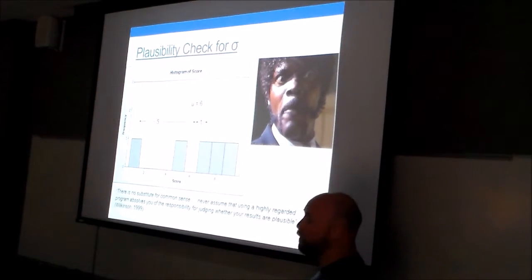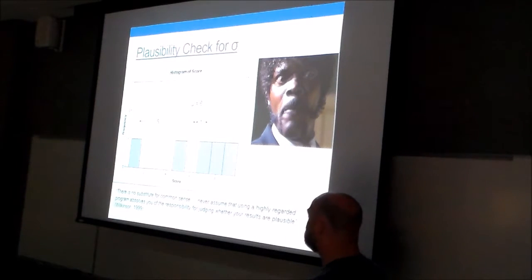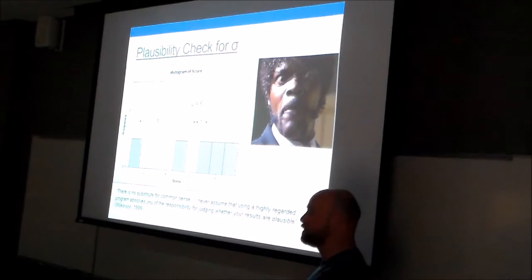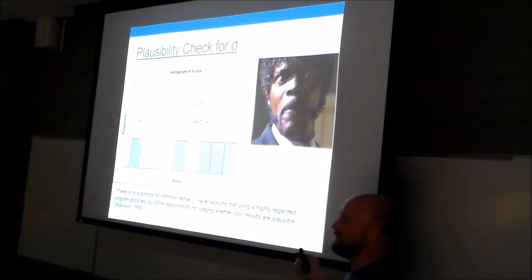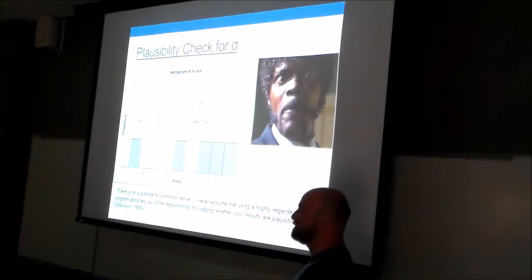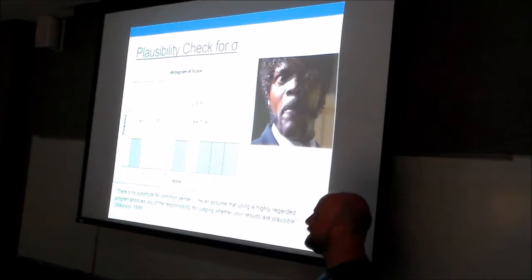So again, that Wilkinson article: there's no substitute for common sense. Never assume that using a highly regarded program absolves you from the responsibility of judging whether your results are plausible. This makes you look foolish if you start reporting figures that are clearly not reasonable. And in my mind, when I'm reading your assignment, this is the look I'm giving you in my head when you report a standard deviation of 100. I'm like, really?